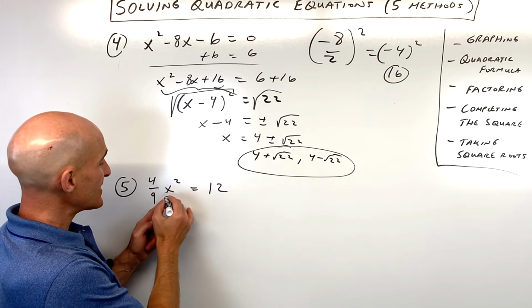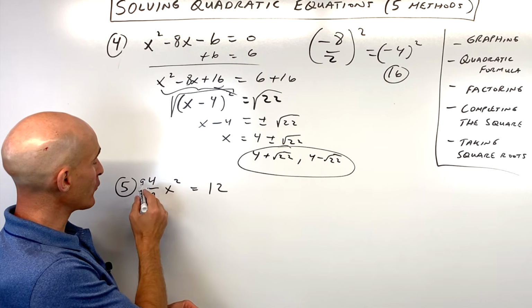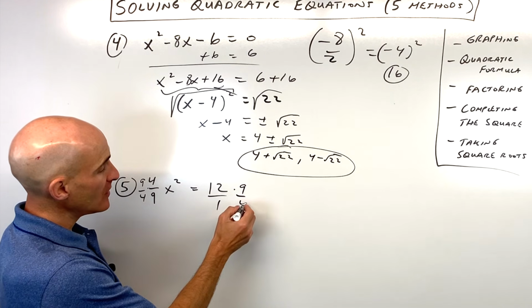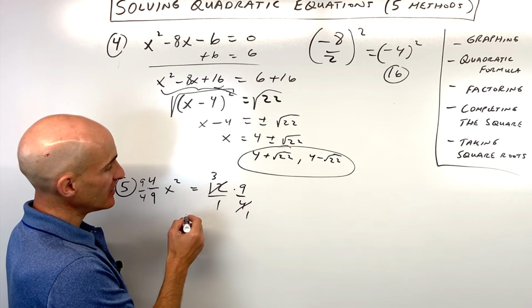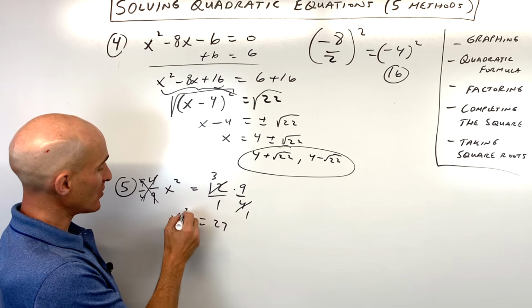So what we're going to do is get this x squared by itself, and the easiest way to do that is to multiply both sides by not 4/9, but the reciprocal 9/4. 12 is like 12 over 1. We can do a little bit of cross reducing. 3 times 9 is 27. So these cancel, and we get x squared equals 27.